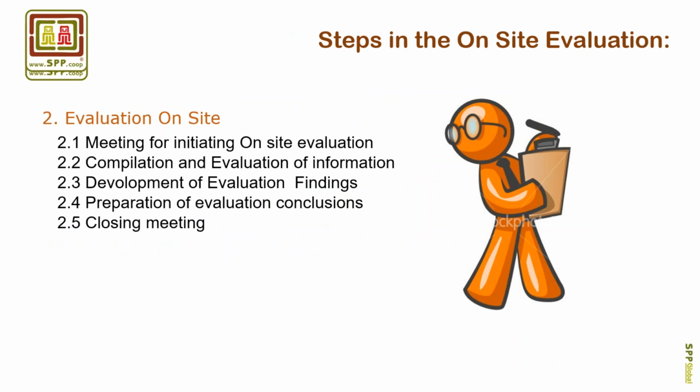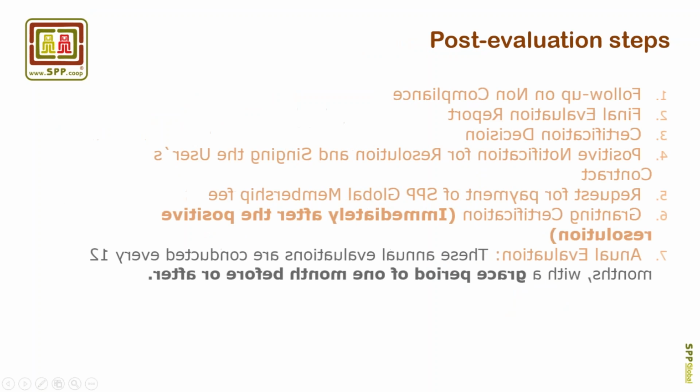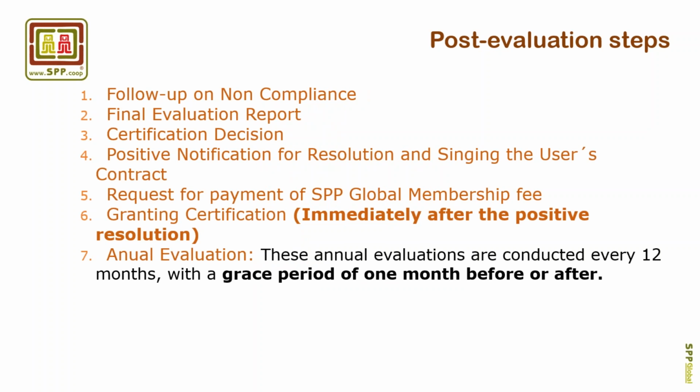The steps in the on-site evaluation are: meeting for initiating the on-site evaluation, compilation and evaluation of information, development of evaluation findings, preparation of the evaluation conclusion, and closing meeting. These are the steps when the evaluator is in the facilities, the office of the small producer organization or company.